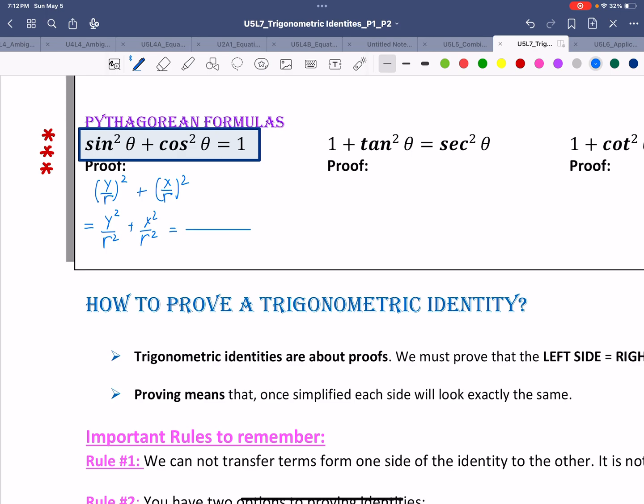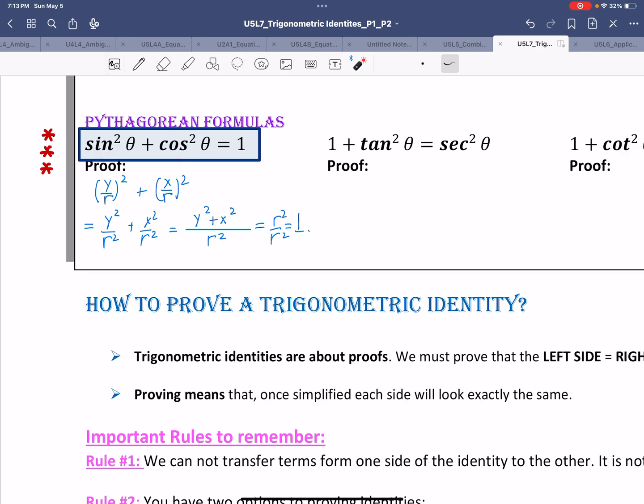r squared. And we see that we have y squared plus x squared. And you can see here the value of r squared, which is x squared plus y squared. And voila, we have r squared divided by itself equals 1. So we started with the left side in here. We simplified it, and then we got the value of 1. This is the proof for the Pythagorean identity: sine squared plus cos squared of an angle equals 1.